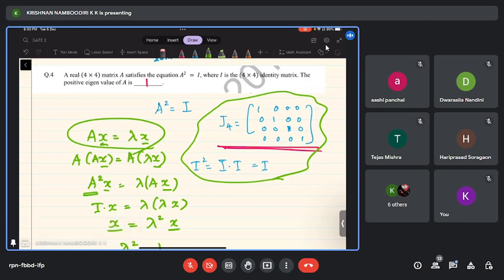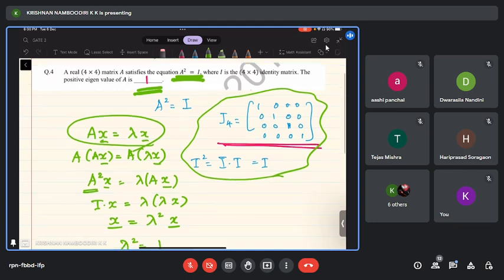If you have a matrix that has this property, A square equal to I, and you are sure that the matrix has an eigenvalue plus 1, then definitely this is going to be the case. Eigenvalue is 1.